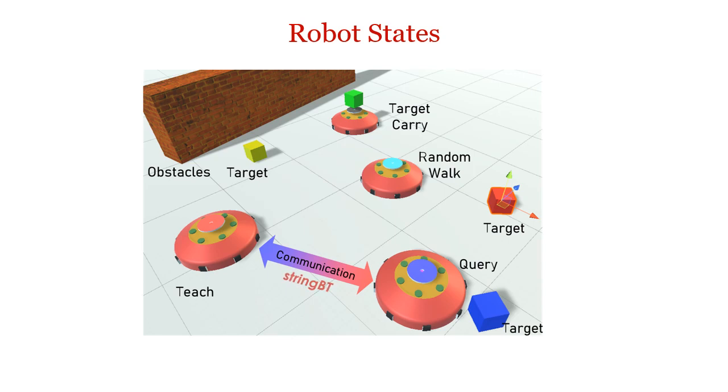This is a close-up snapshot of the simulation, showcasing obstacles, various colored targets, and multiple robots in different states. The robots can operate in various states, including random walk, target carry, teach, and learn, as depicted.